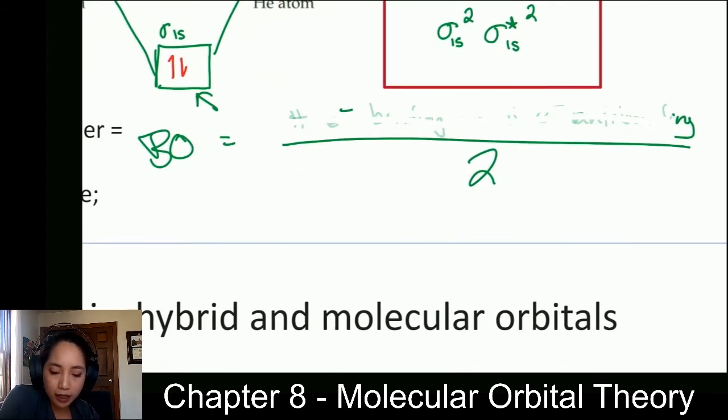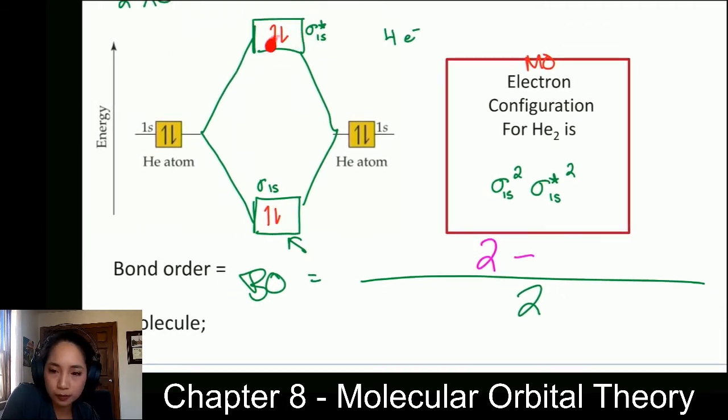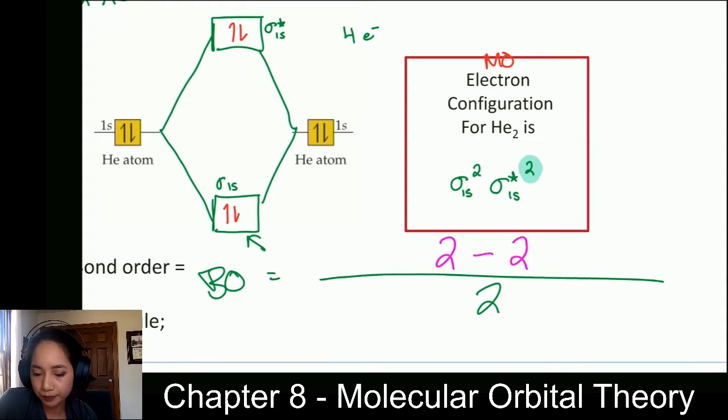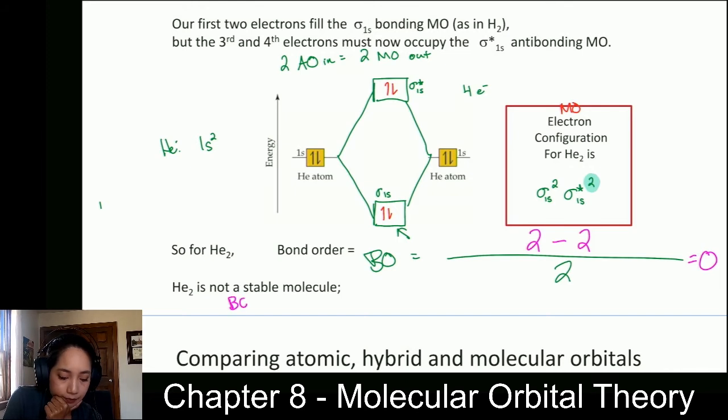So if we calculate this, number of electrons in bonding orbitals, 2. Or you could look in the electron configuration. So there's 2 electrons in bonding orbitals. And then number of electrons in antibonding orbitals, that's 2. So 2 minus 2 over 2 equals 0. So the bond order for diatomic helium equals 0. So that means that diatomic helium is not a stable molecule. Therefore, He2, or diatomic helium, does not exist.